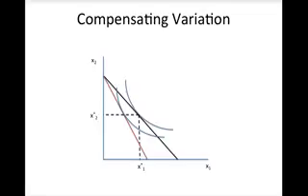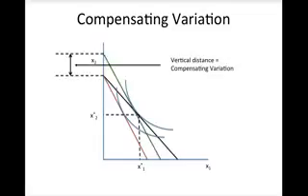If we want to keep this consumer as well off as he was before the price increase, we need to give him or her enough money to put them back on their original indifference curve. To figure out how much money this is, first shift the new budget line up until it is tangent to the original indifference curve. This is the green budget line in the picture. Note that it is tangent to the indifference curve at a different point than before the price change because it has a different slope than the original budget line.